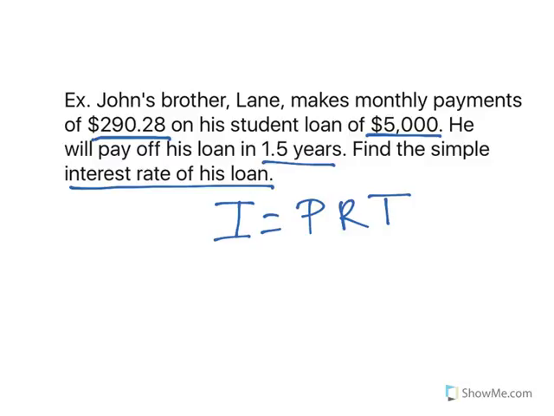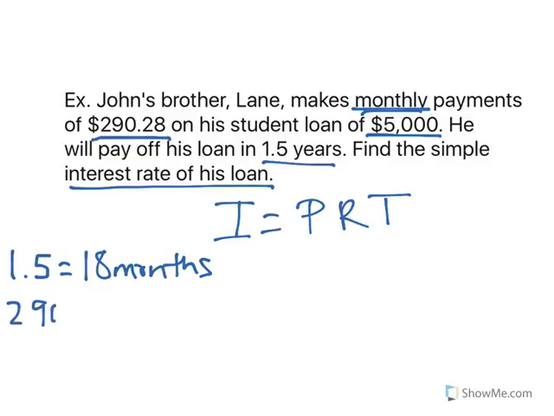So he's paying this $290.28, and he's paying that for 1.5 years. So we're going to take this 1.5 years. That 1.5 years really is 18 months, because we're going to convert it to months, because he's making monthly payments. So he's paying that $290.28 for 18 months. And that's now going to be our I, because that's the total amount of money that he's actually paying.